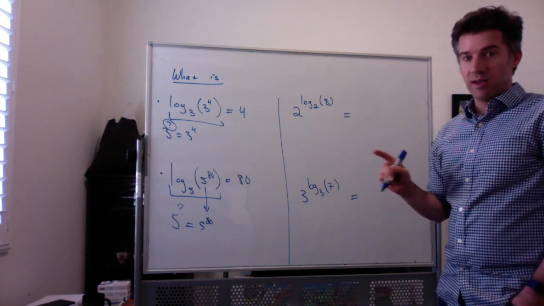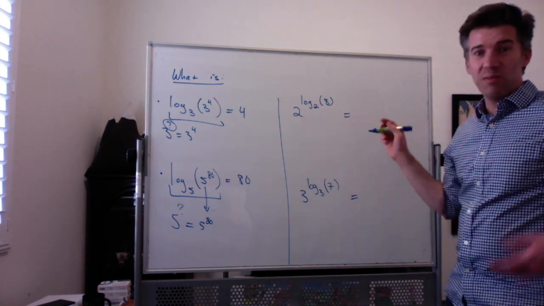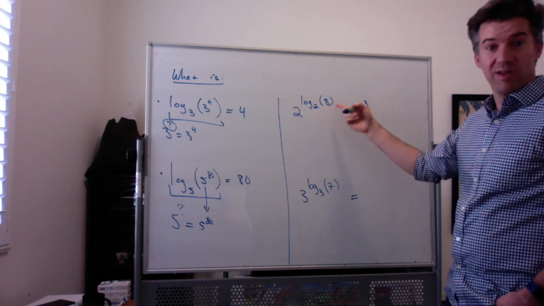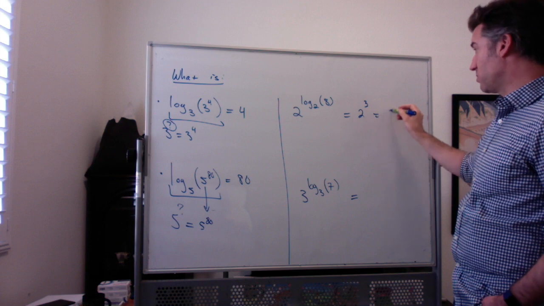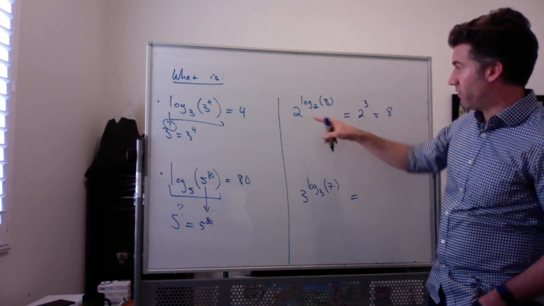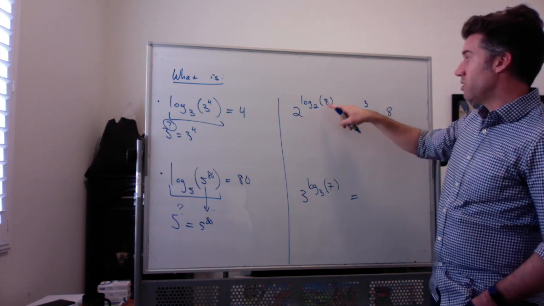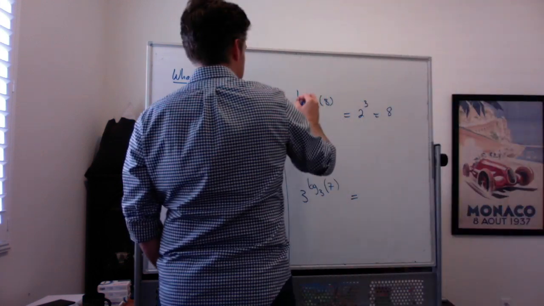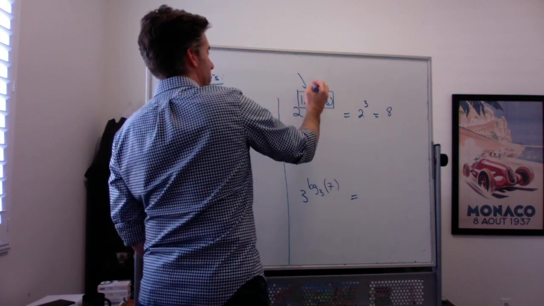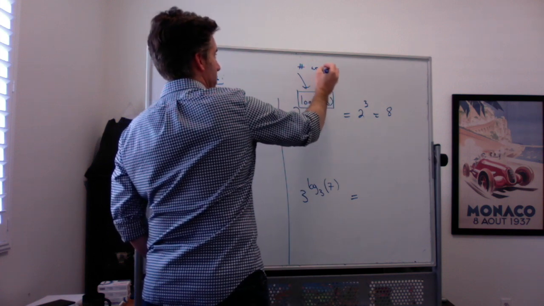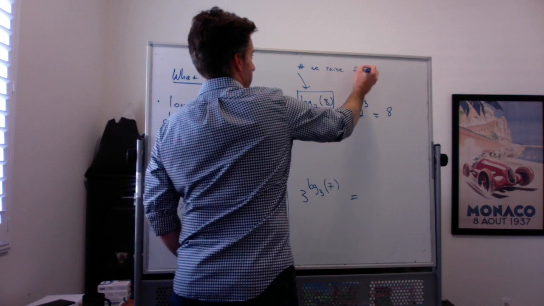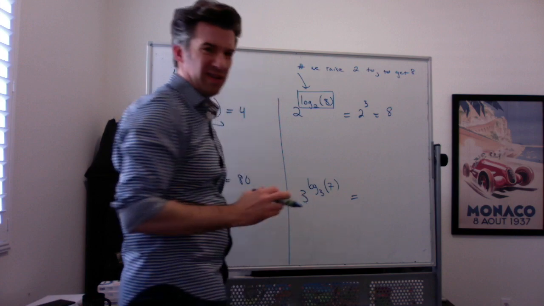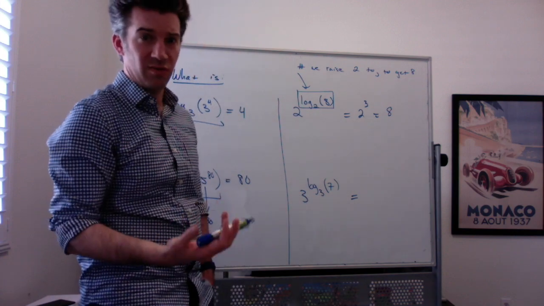Over here, same kind of thing: 2 to the log base 2 of 8. Well, this one we can actually calculate. Log base 2 of 8 is 3, right? Because 2 to the 3rd equals 8. Then 2 to the 3rd equals 8. The point here is that if the base here and the base here are the same, you end up getting this as your answer. So again, I'll remind you, the log base 2 of 8 is the number that we raise 2 to in order to get 8.